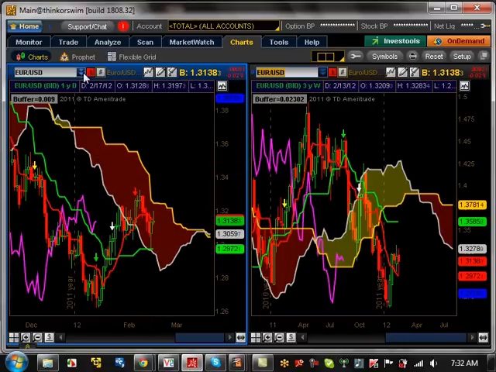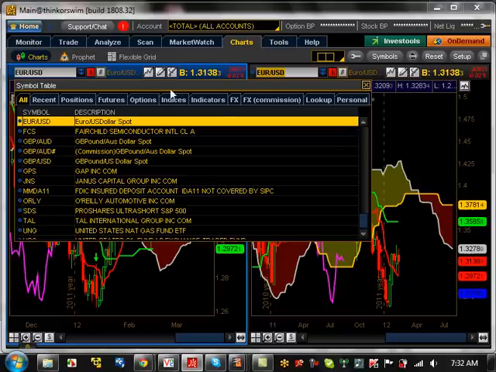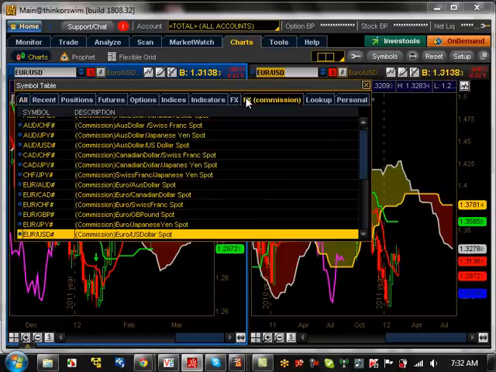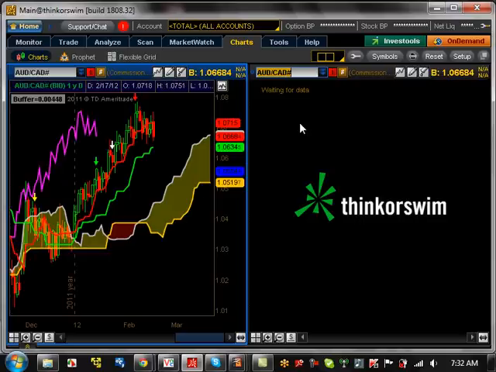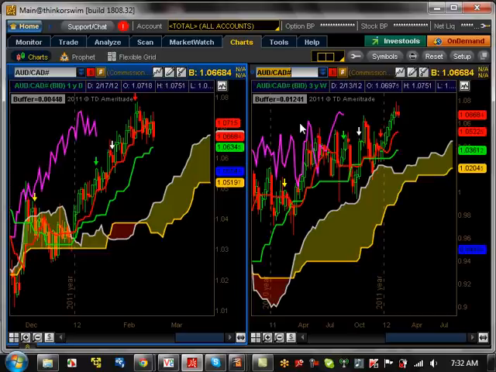But let's go through some of these currency pairs and just kind of highlight some of them. So let's go through Australian CAD. If you look at Australian CAD, remember, on the left-hand side is the daily time frame, on the right-hand side is the weekly time frame.